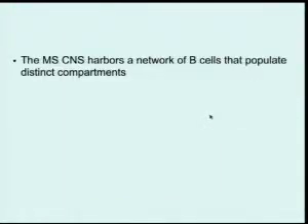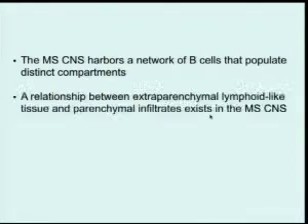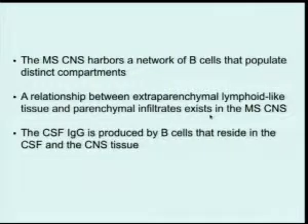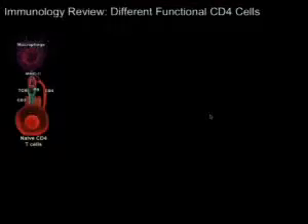So in summary, the MS CNS harbors a network of B cells that populate distinct compartments. There's a relationship between extraparenchymal lymphoid-like tissue and parenchymal infiltrates in the MS central nervous system. The CSF IgG is produced by B cells that reside in the CNS tissue. And this is critical for clinical research because it says that the spinal fluid gives us insight to what's going on in the brain, something we had not really expected.